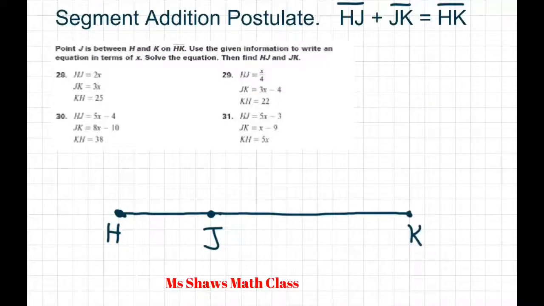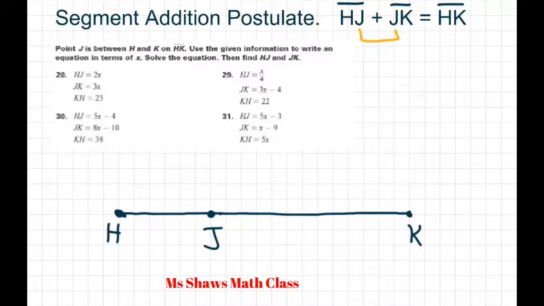Everyone, this is another video on the segment addition postulate, basically saying that if J is in between H and K, then HJ plus JK equals HK. And what we're going to do is solve for x. We're going to write an equation and solve the equation, and then find HJ and JK.